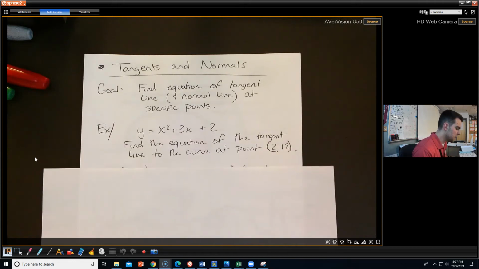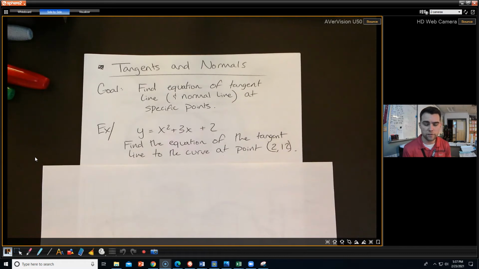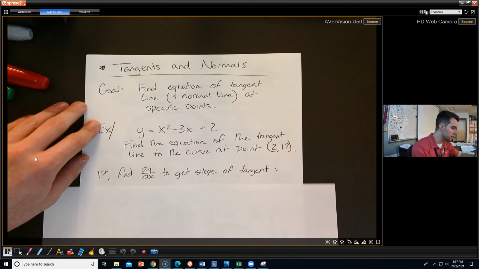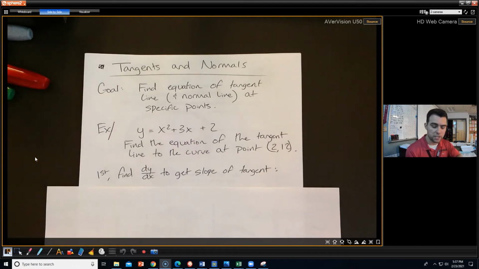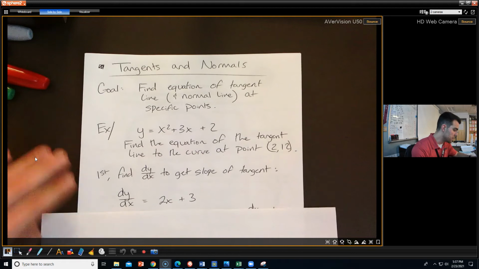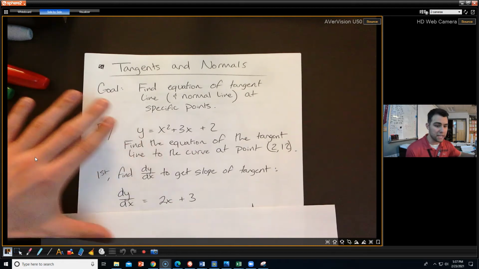So looking at this example right here, we are given a curve y equals x squared plus 3x plus 2, and we need to find the equation of the tangent line to the curve at that particular point (2, 12). So the first thing we've got to do right off the bat is take the derivative of that function. Right off the bat we need to find dy/dx. Now if we apply our power rule, we end up getting that our derivative is 2x plus 3.